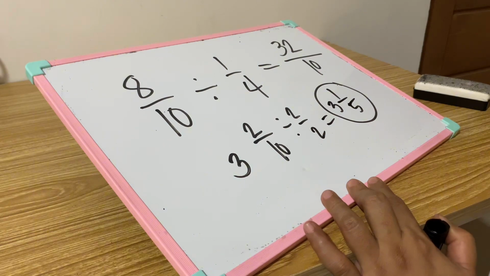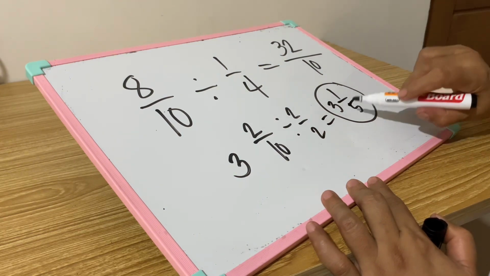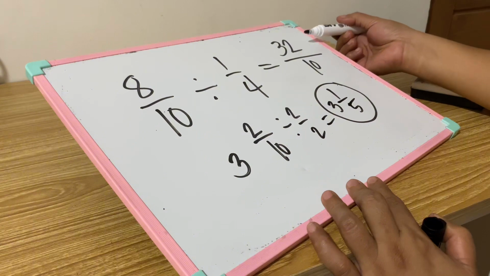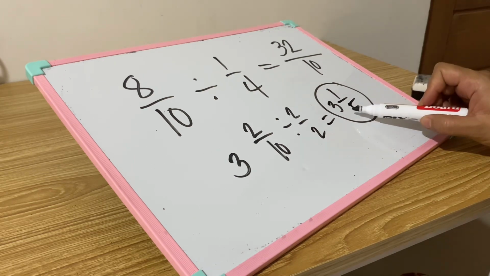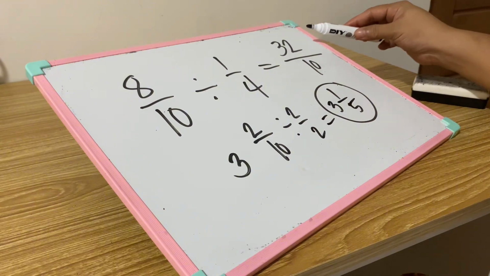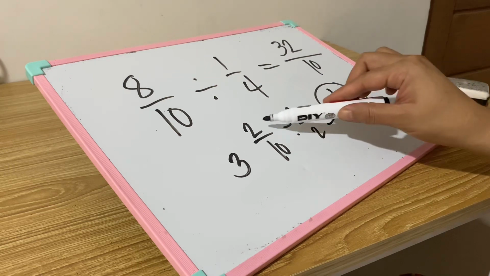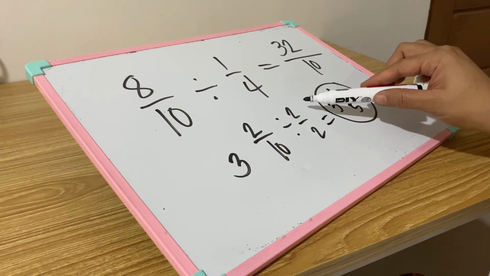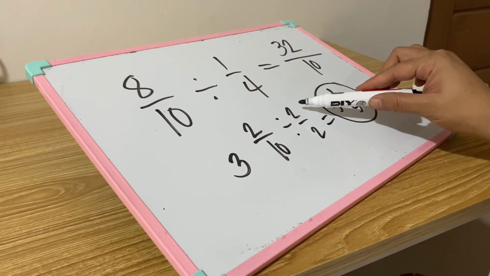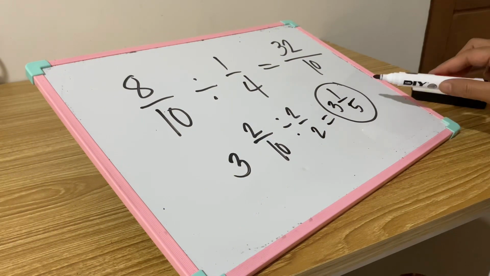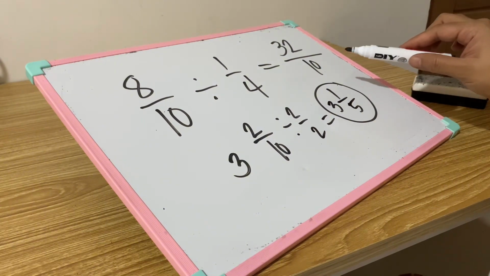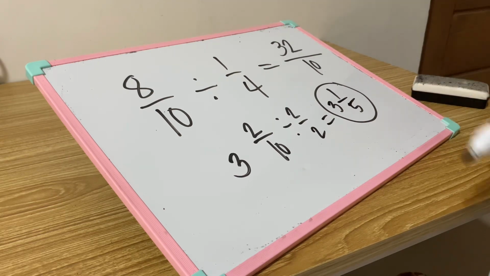Do you get it? So how do we get the whole number of 3? Because we divide 32 by 10. Simply, you will get the answer of 3. So 3 is the whole number. And then the remaining fraction is 2/10, which we simplify by dividing by the GCF of 2. And then we have an answer of 1/5. So, the answer is 3 and 1/5.